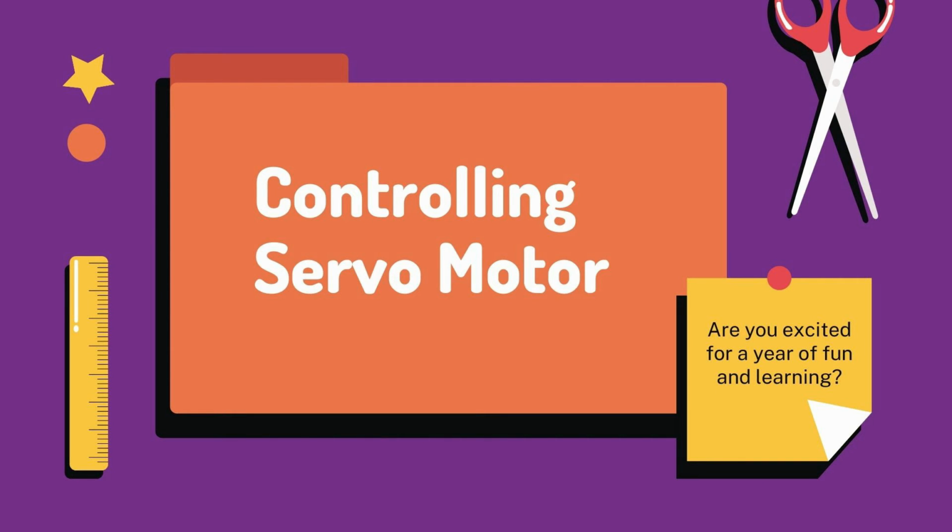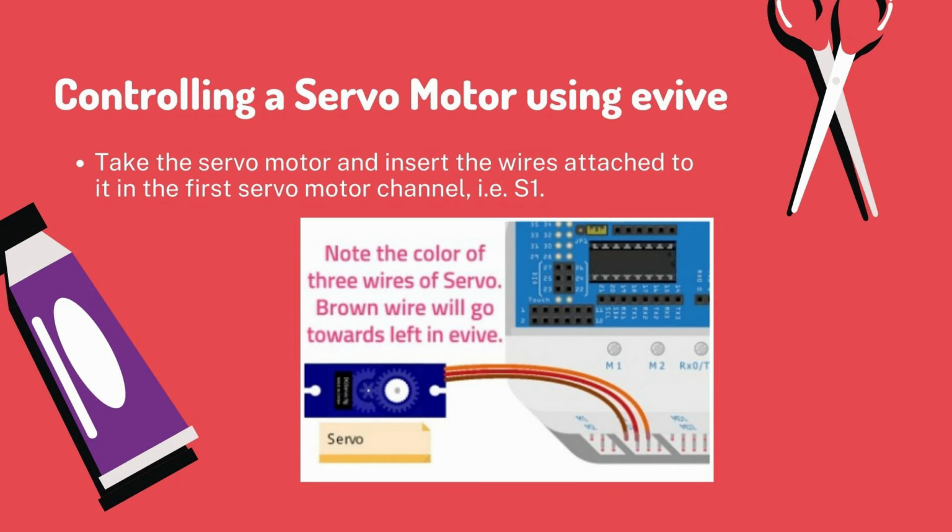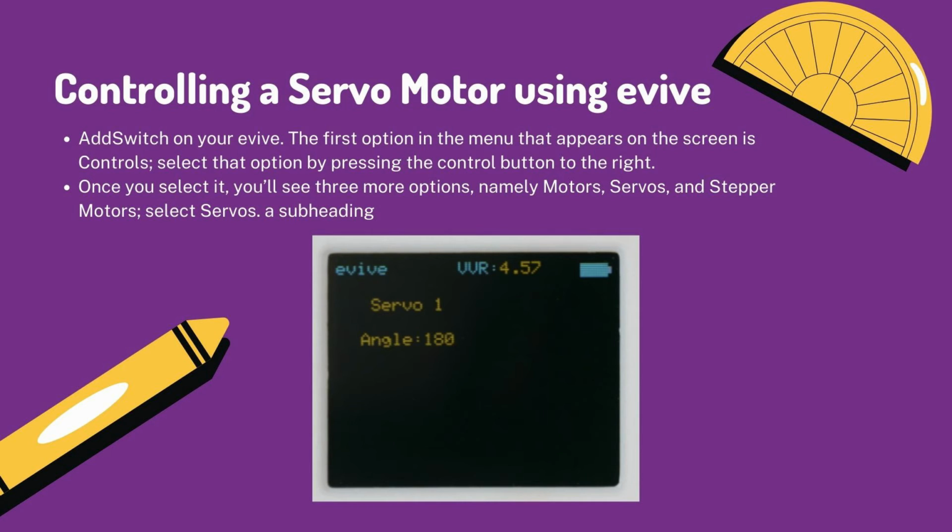Now I'll teach you about controlling a servo motor. Controlling a servo motor using eVive, you can control two servo motors directly with eVive using the menu. Now take the servo motor and insert the wires attached to it in the first servo motor channel. An example would be this S1 here in this figure. Now switch on your device. The first option in the menu that appears on the screen is the controls. Now select that option by pressing the control button on the right.